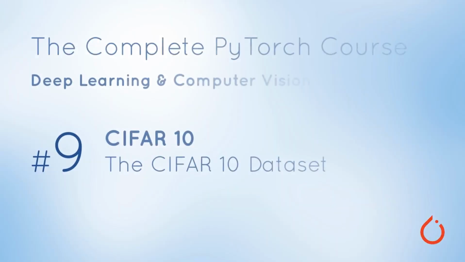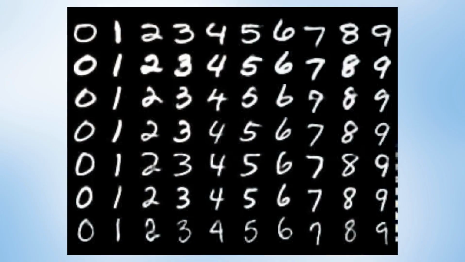Welcome to the CIFAR section. We will now look to test our LeNet model on a much more complex dataset, namely the CIFAR dataset. Previously, we trained a convolutional neural network to obtain 99% accuracy on the MNIST dataset.